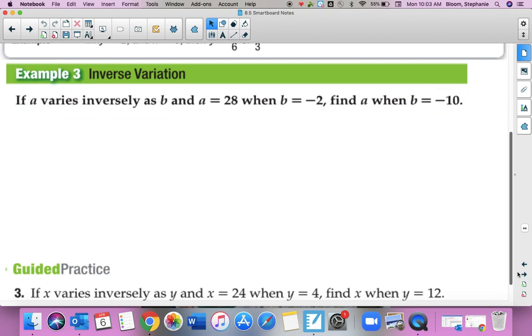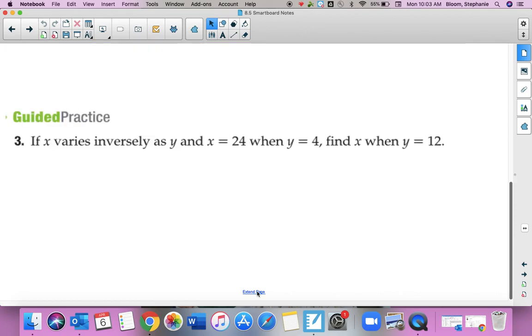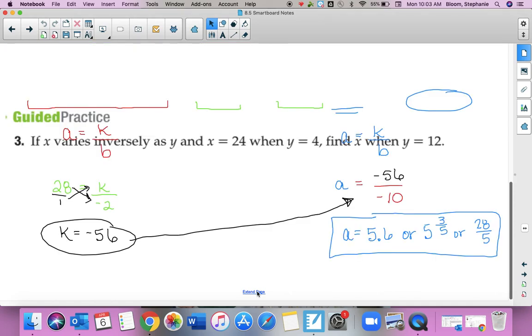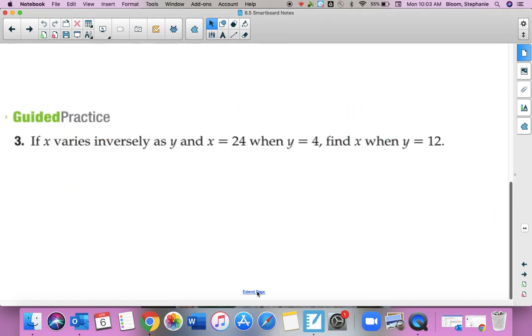Okay, last example like this. So again, this says if x varies inversely as y. So I'm writing x is equal to, it varies inversely as y, it's k divided by y. And then here's what I know. X is 24 when y is 4. So I'm going to plug that in. X is 24 when y is 4.